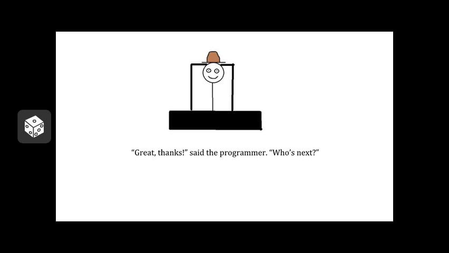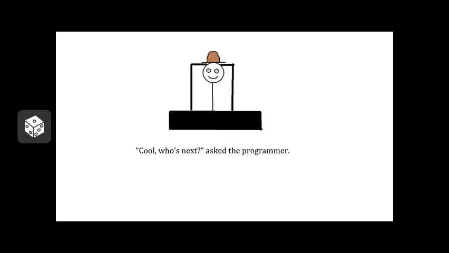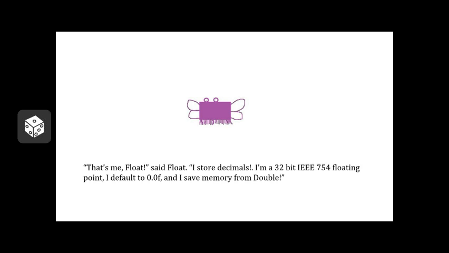"Who's next?" "I'm Char, like character," Char said. "I can store 1 Unicode character. That's what I do." "Cool. Who's next?" asked the programmer. "That's me, Float," said Float. "I store decimals. I'm a 32-bit IEEE 754 floating point. I default to 0.0f, and I save memory from Double."